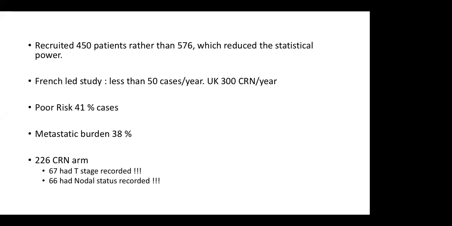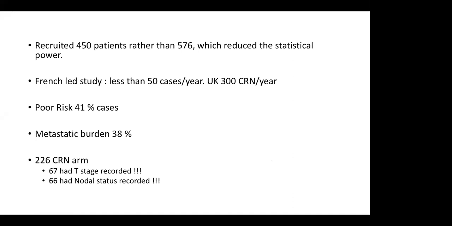Our audit will show the results, hopefully this year. But generally with high risk, we don't do it. So where are all these other cases? Poor risk was 41% of cases in this study, but fine, I can accept that this is not the right group. Metastatic burden was 38% in the surgical group, and that is something which is more than what we normally go for.